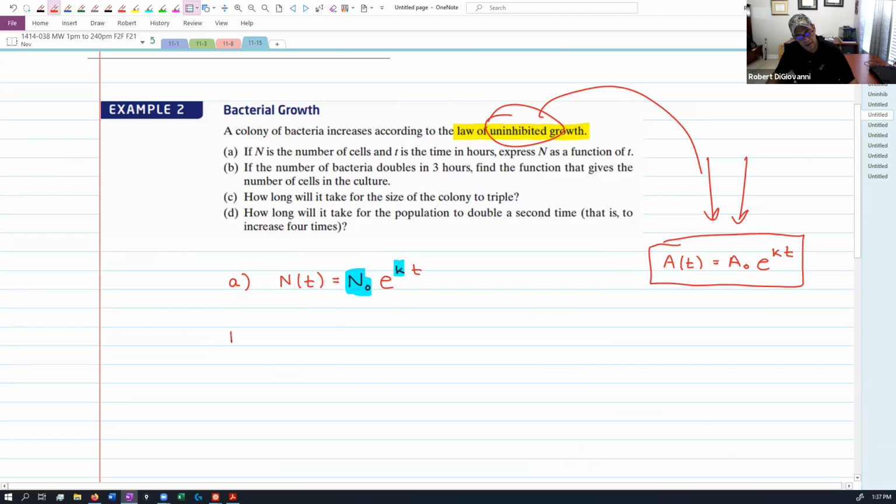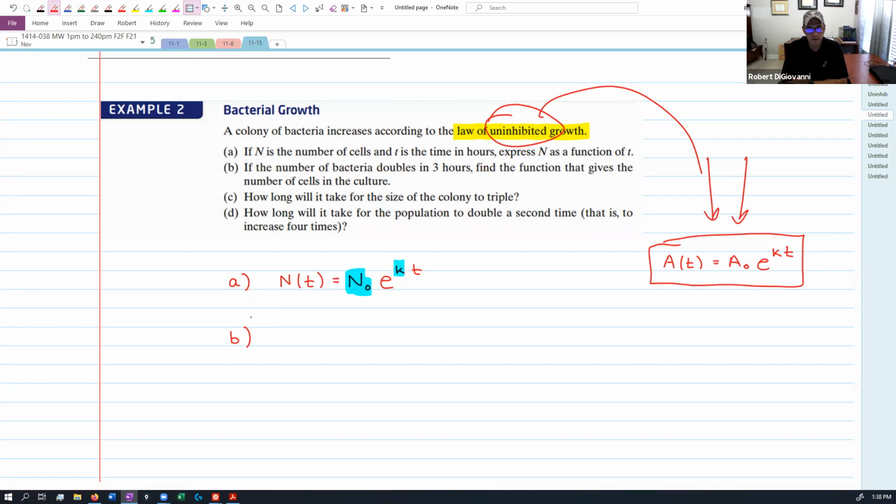So let's look at part B. If the number of bacteria doubles in 3 hours, find the function that gives the number of cells in the culture. Okay, if the number of bacteria doubles in 3 hours. Okay, how am I going to use this?